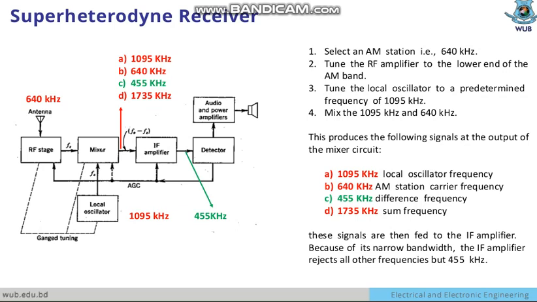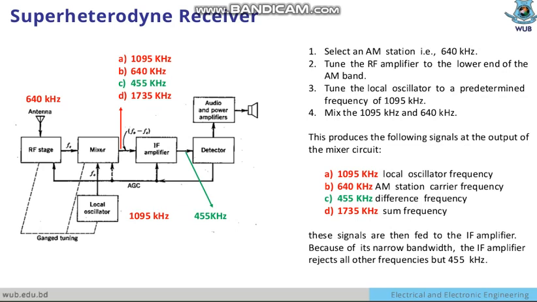The third point is that they tune the local oscillator to a predetermined frequency of 1095 kilohertz. As you can see here, there is a local oscillator, and this local oscillator frequency is quite a bit higher than the receiving frequency, that means the signal frequency. These two frequencies are now mixed, and after mixing we will get Fo minus Fs and Fo plus Fs. The 1095 kilohertz and 640 have been mixed here. This produces the following signals at the output of the mixer circuit.